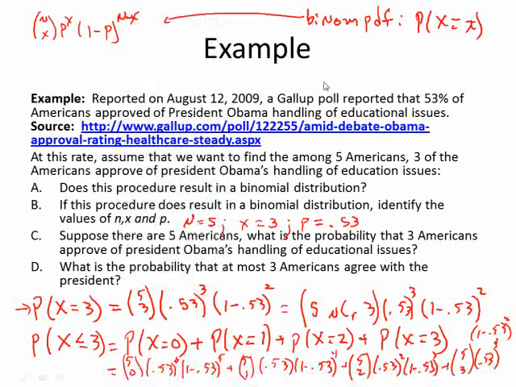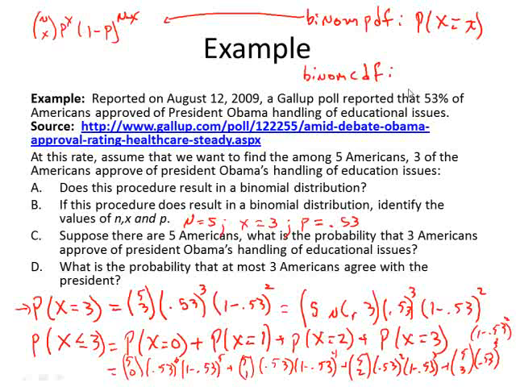The Binom CDF stands for the binomial cumulative distribution function. The Binom PDF stands for the binomial probability density function. The binomial cumulative distribution function is the idea of cumulative. So this is the part that's going to do all the adding for you.